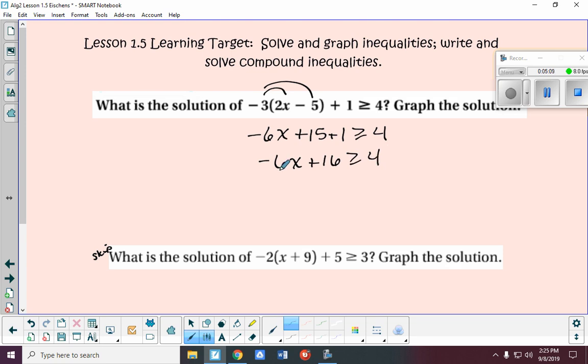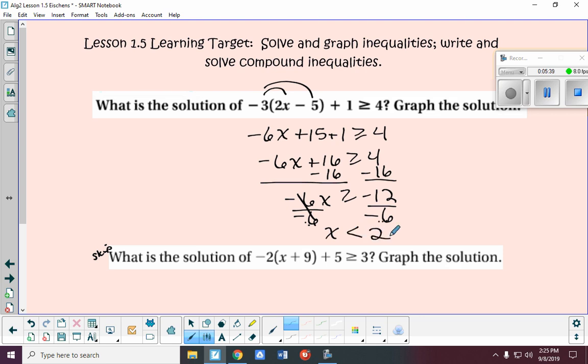And we have to isolate the variable term, so we'll get rid of the 16. So subtract 16 from both sides. And now we're going to divide both sides by negative 6. Now the one thing you have to remember when you're solving inequalities, that if you divide both sides by a negative number, or if you multiply both sides by a negative number at any point in the problem, your arrow switches directions. And so that's your answer.